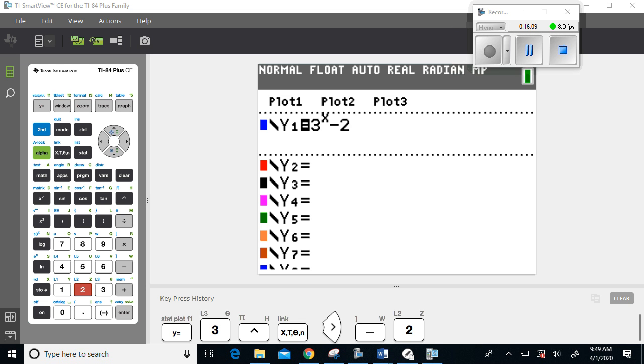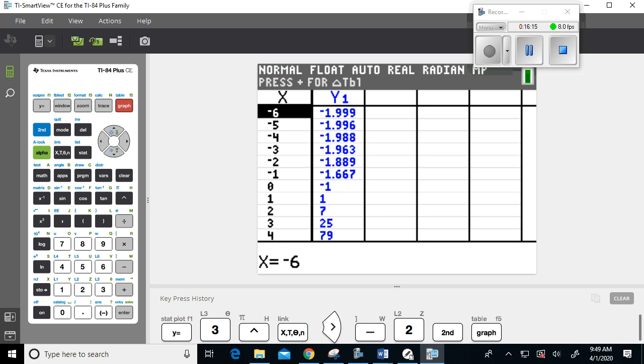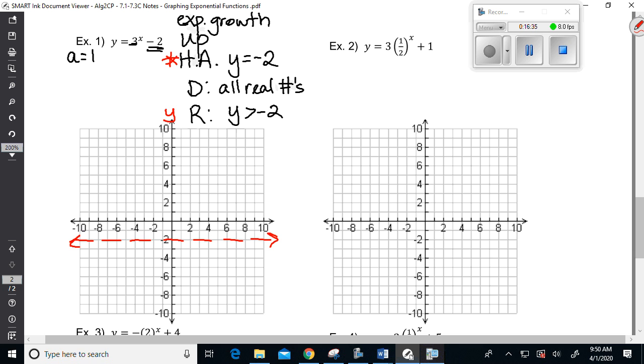So we need points to graph. Hit second, hit graph. We look at our table, looking for points that are nice to graph. There we go: 0, -1; 1, 1; 2, 7. Those are nice points to graph. So those are the points we're going to graph: (0, -1), (1, 1), (2, 7). Somewhere you need to make the table so that I know what numbers you used.